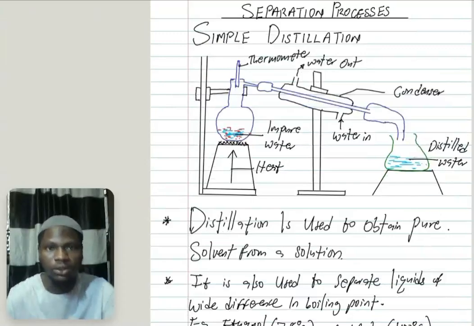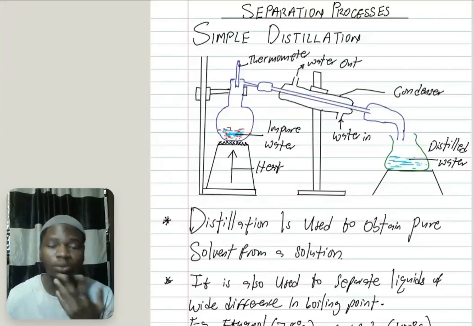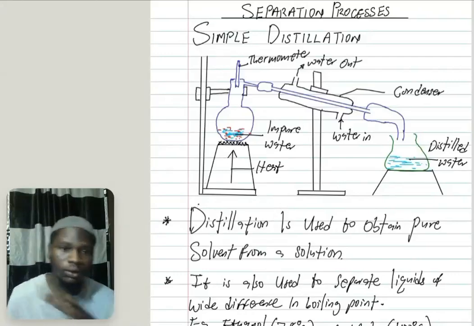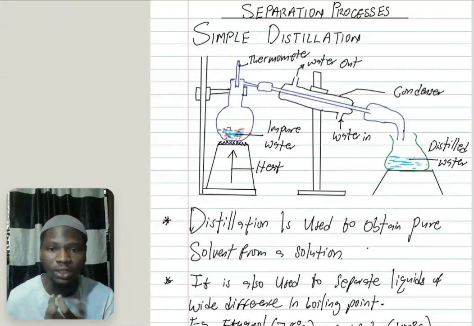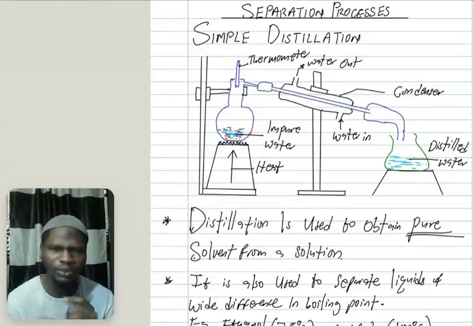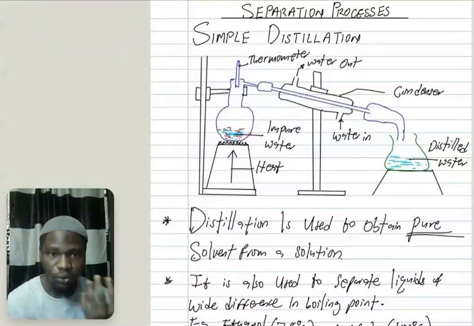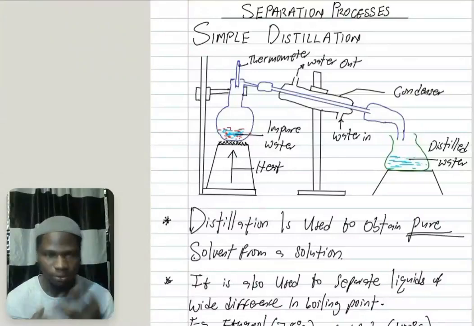Here we want to study simple distillation. So let's go. What is simple distillation used for? Well, the first one is that it's used to obtain pure solvent from a solution. Have this keyword in your mind: to obtain pure solvent from a solution. For example, if they ask how you can obtain pure water from seawater, we use simple distillation. Now, how do we go about it?